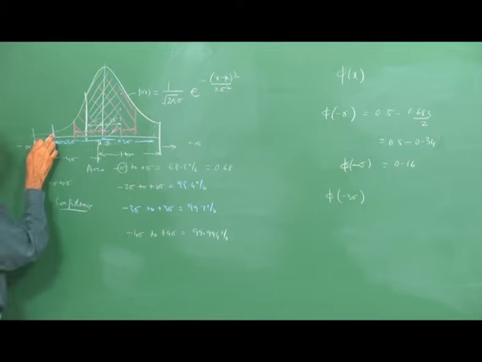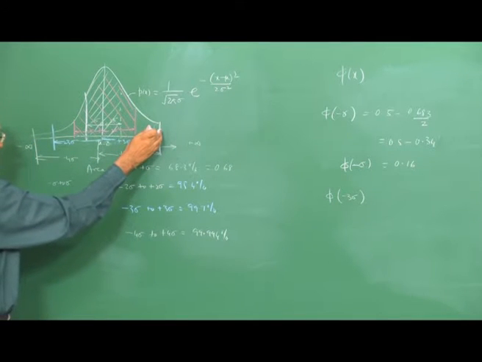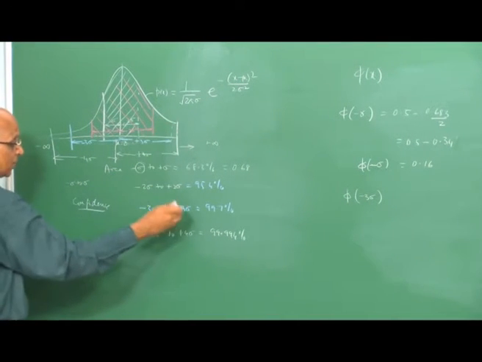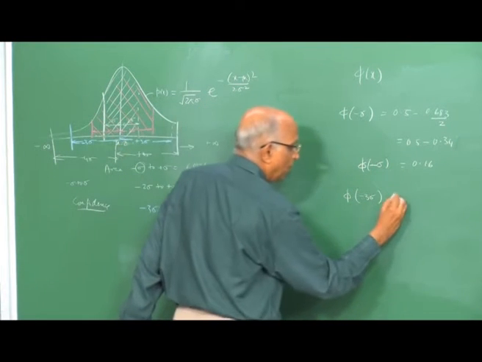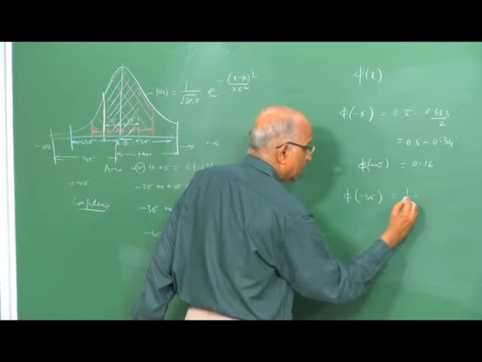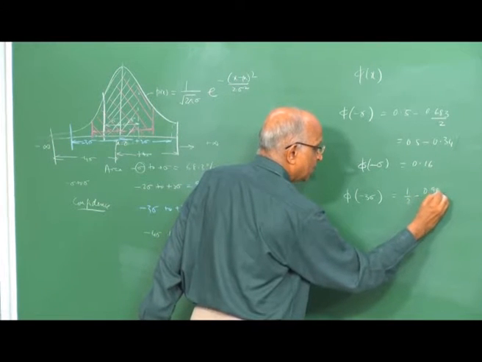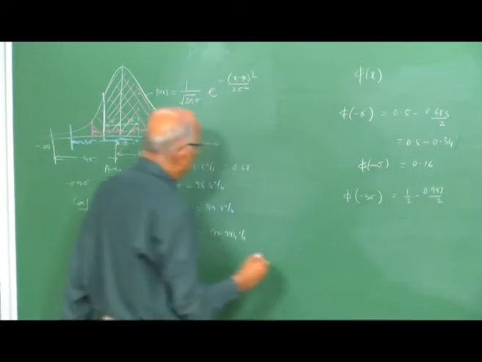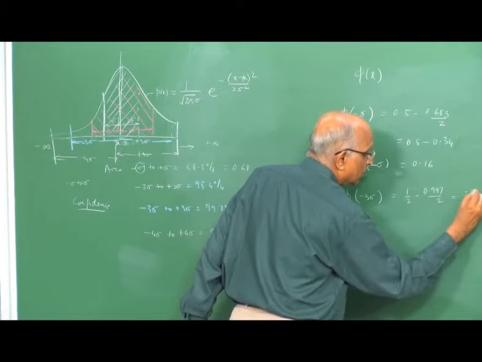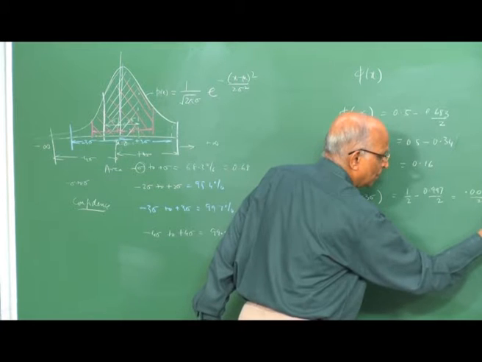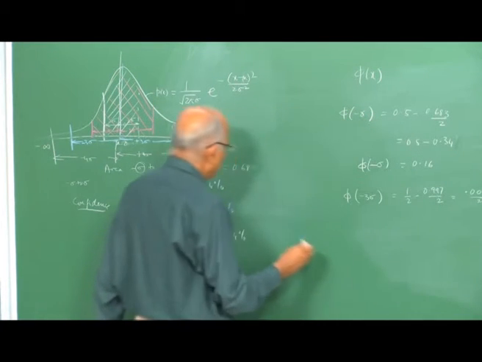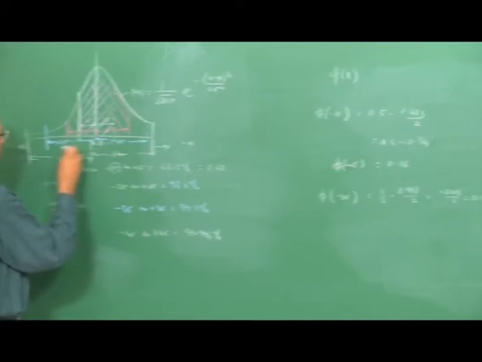I know from here to here it is symmetrical and the total area is 0.997. Therefore, I get it is equal to half minus 0.997 divided by 2, which is equal to 0.003 divided by 2, which is equal to 0.0015.